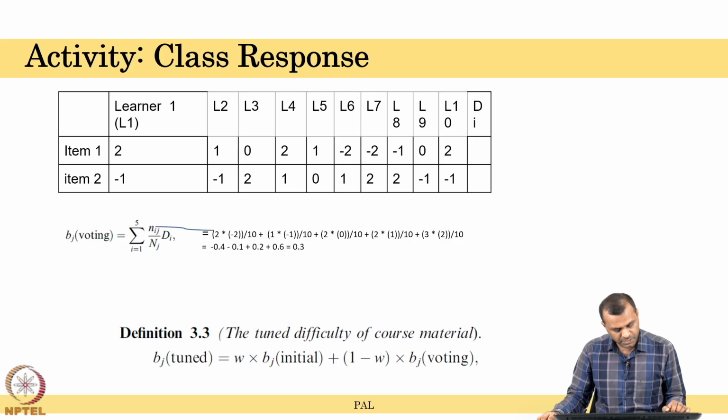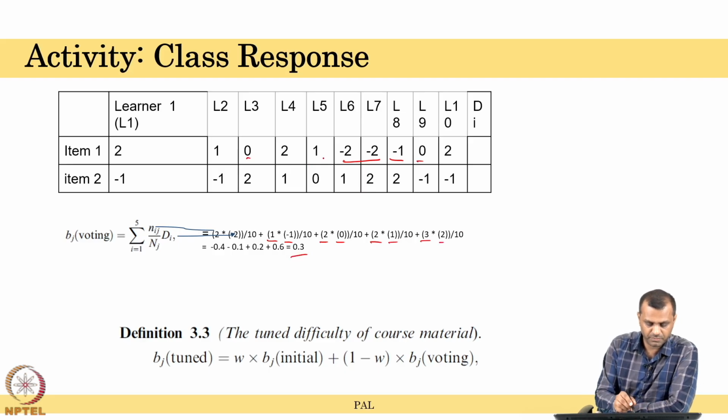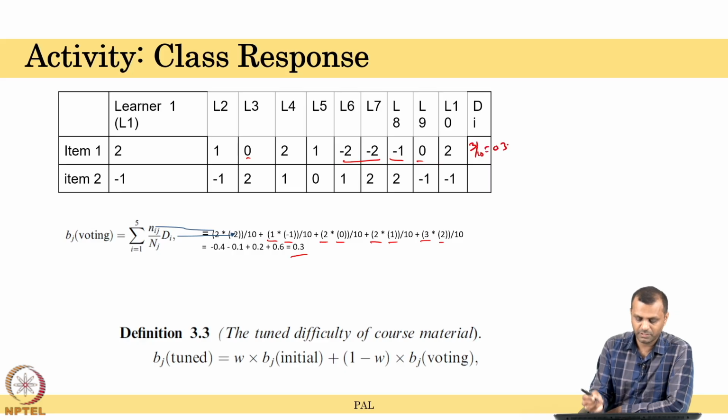The Nij is 2. 2 learners have marked -2. Then 1 learner marked -1. 2 learners marked 0. 2 learners marked 1. 3 learners marked 2. So if you sum it, if you would have done the same, 3, 5, 6, 8, 8 minus 5, 3, 3 by 10, 0.3. I think you will get it.